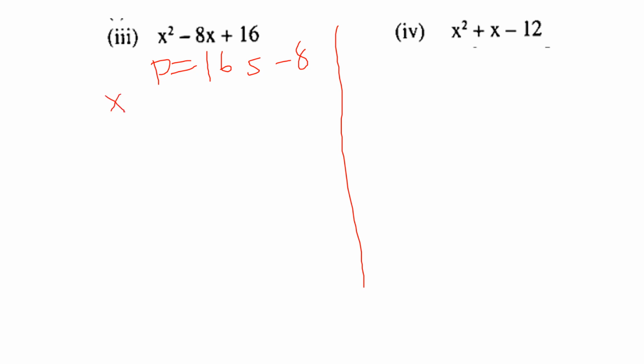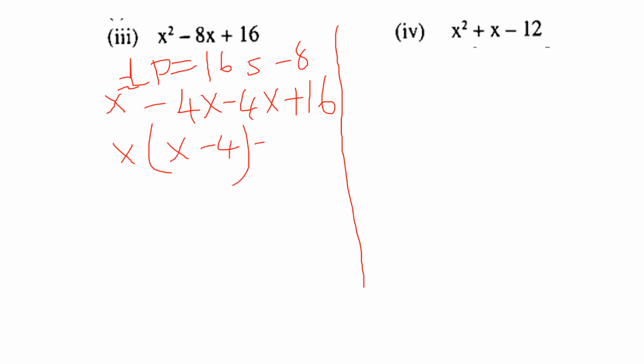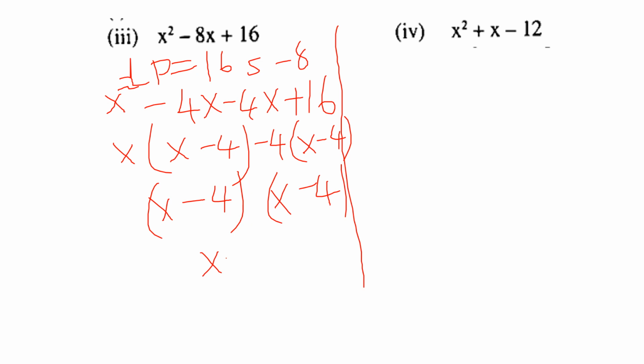So we have x squared, then minus 4x, then minus 4x, and then plus 16. Here what is common is x, so I'll have x, and I'll be left with x minus 4, and what is common here is negative 4, so I'll be left with x minus 4 there. Now you'll realize that this also is a perfect square because it divides the two factorized sides equally, which is x minus 4, and it can be written as x minus 4, then squared.